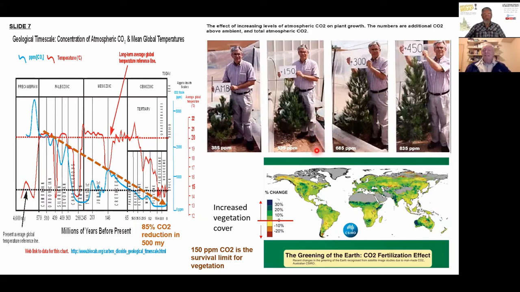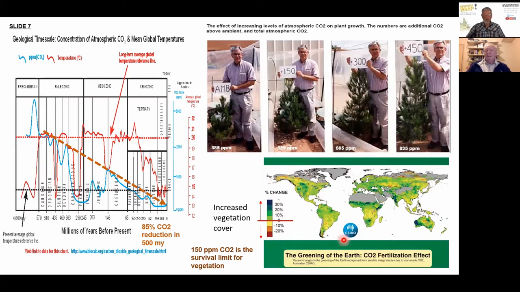Now we can see this also when we look from space. This map down on the bottom right here is showing the increase in vegetation across the globe in this color bar scheme, in the last 40 years or so since we've had major satellite imagery that can stare down at the Earth and measure the greening or the foliage or the vegetative cover of the Earth.